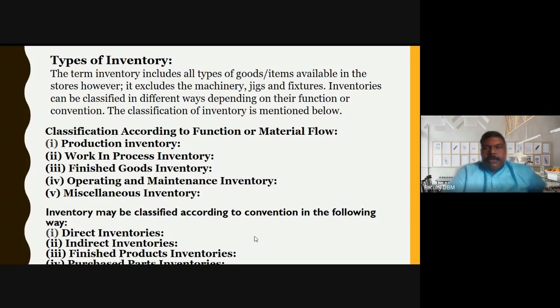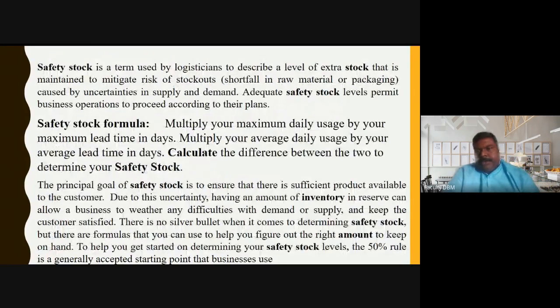So this is about the inventory, and we have come to the last topic in this first part, that is the safety stock. It is a term used by logisticians to describe a level of extra stock that is maintained to mitigate the risk of stock out in raw materials or packaging caused by uncertainties in the supply and demand. Adequate stock levels permit business operations to proceed according to their plans. So we need to have a safety stock.